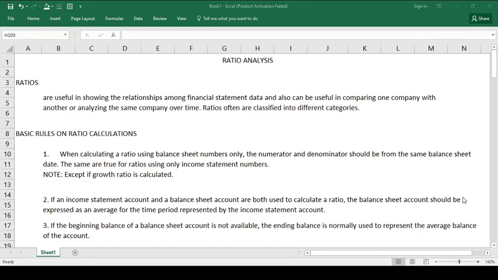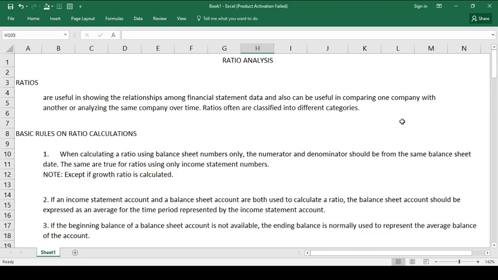Okay, good day everyone. Our discussion for today will be the last part for financial statement interpretation and analysis, particularly the topic on ratio analysis. Ratios are useful in showing the relationship among financial statement data and also can be useful in comparing one company with another or analyzing the same company over time. Ratios often are classified into different categories.